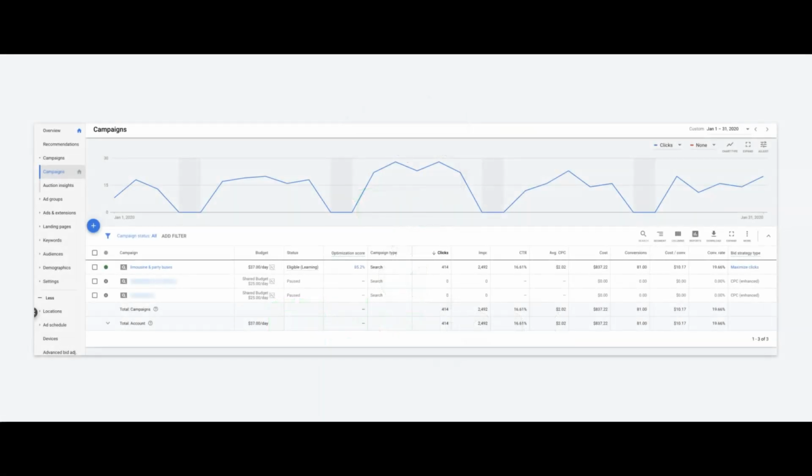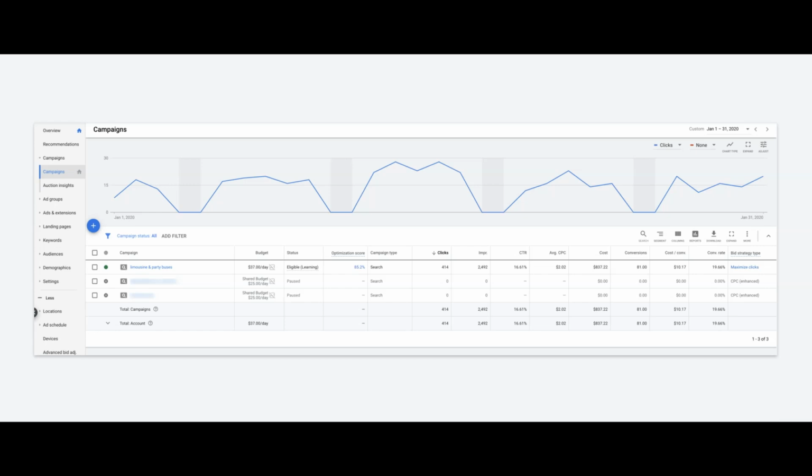Welcome to another video where we're going to go through a case study for a limo and party bus client. So this is again January 1st to January 31st, 2020. You can see here they got a very modest budget, $37 a day, 414 clicks in those 30 days, 2,400 impressions, 16% click-through rate, which is awesome. Total cost that they spent was about $837. They got 81 leads for limo and party bus in that 30 days at $10 a lead.